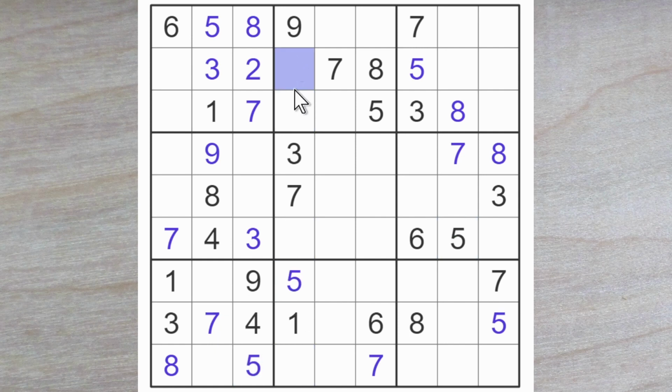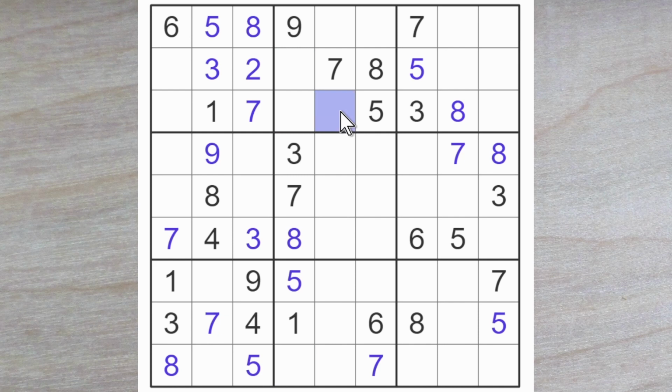Now I'm looking for an 8 in this column here. This 8 blocks here. This 8 blocks here and here. So an 8 is forced to go in this square. Now we are looking for a 2, 4, and a 6 for these squares. This must be a 2 and a 4. And the 6 must go up here somewhere.